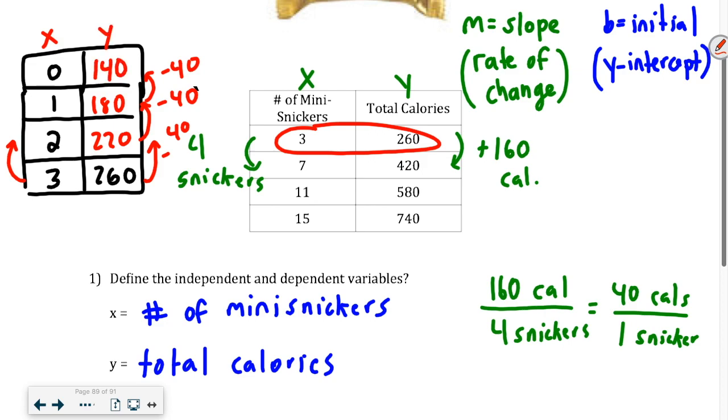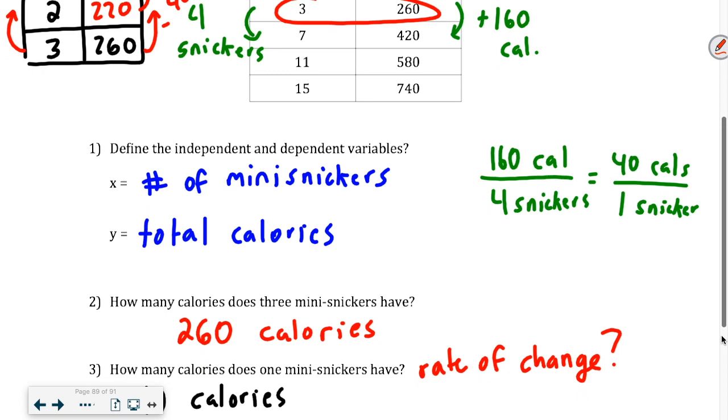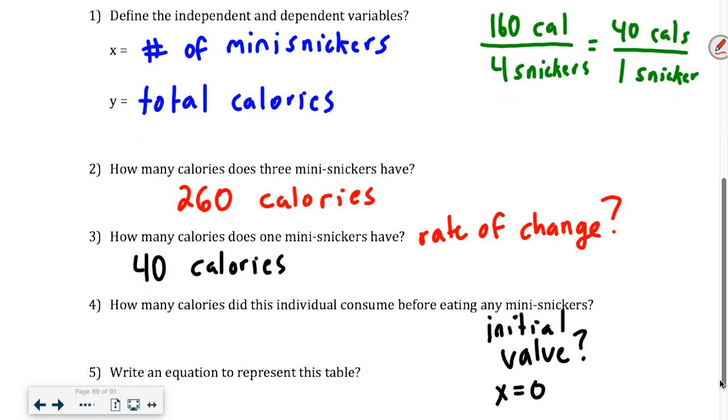So we must have eaten like a bag of chips or something to get 140 calories. So how many calories did this individual consume before eating any mini Snickers? Again, when x is 0, that means we ate 140 calories.